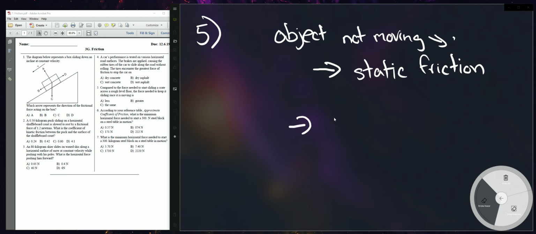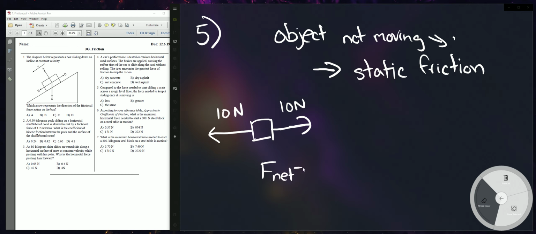Well, if I apply a force of 10 newtons on a box, for example, and I'm trying to push it to the right, and it's not moving, then my force due to static friction is also 10 newtons back. It's opposite. And so if these two forces are opposite, then we know my F net is 0 and my object is not moving. So this is static friction. This is a static frictional force.